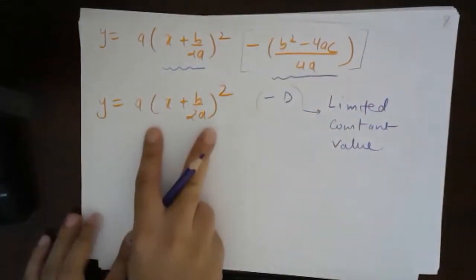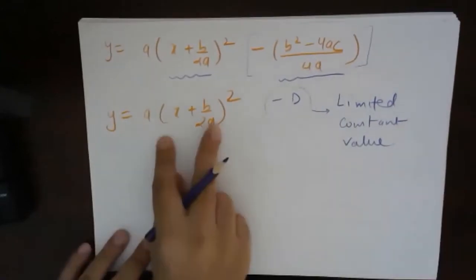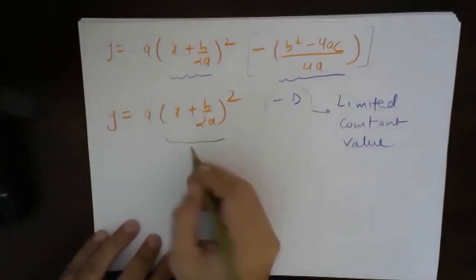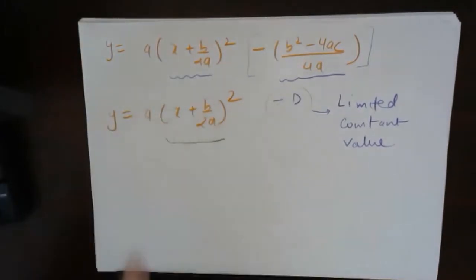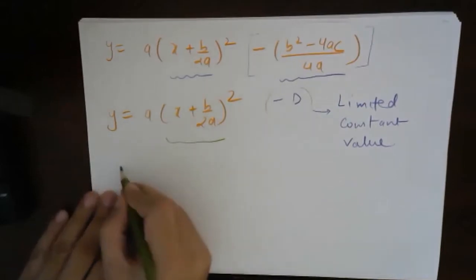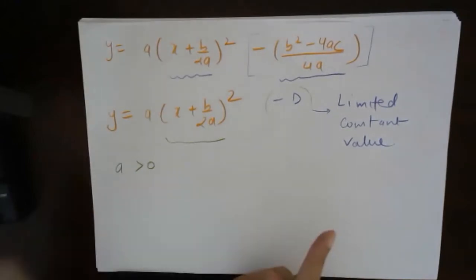This is the part which is variable, right? And this variable part has a square on it. This is a perfect square. A into a perfect square. Now think about it. First, let's assume that a is greater than 0. But we know that a cannot be equal to 0.